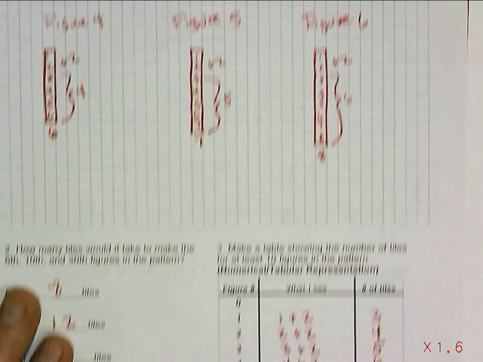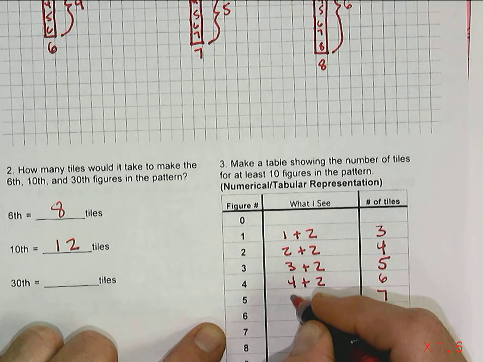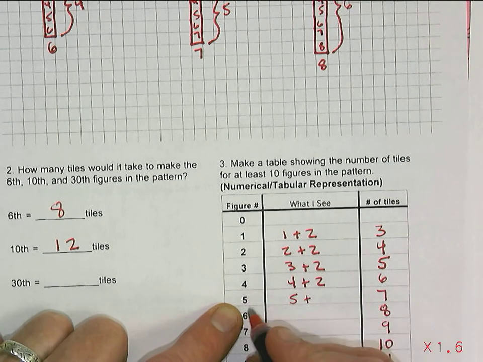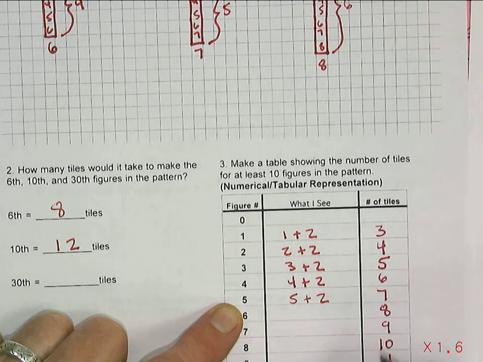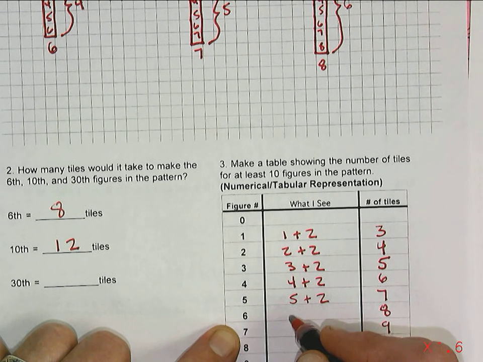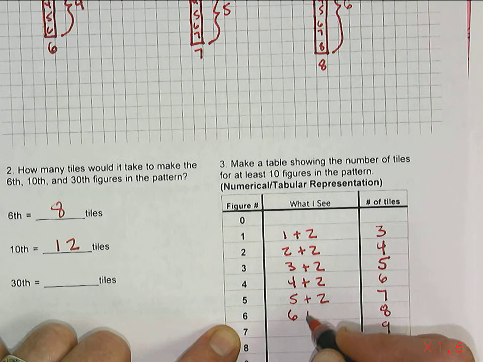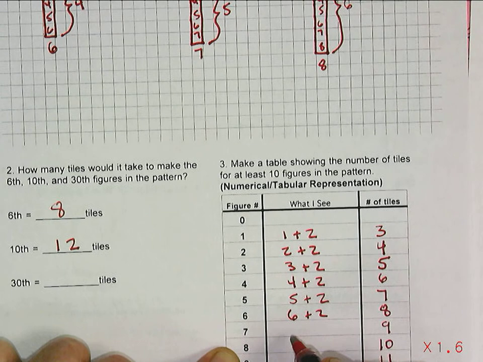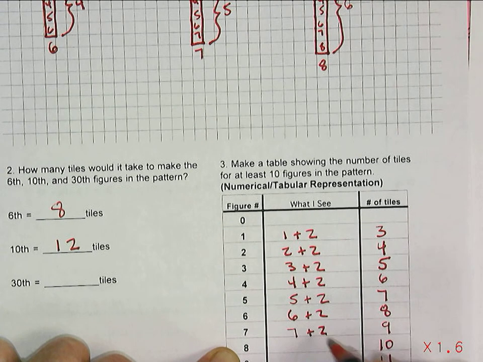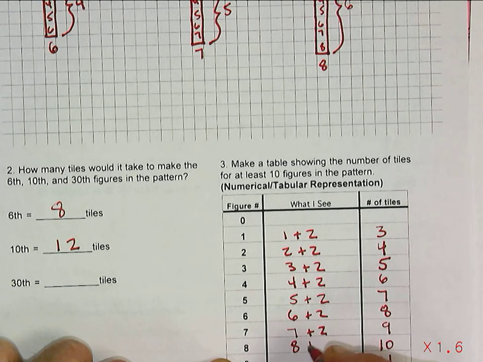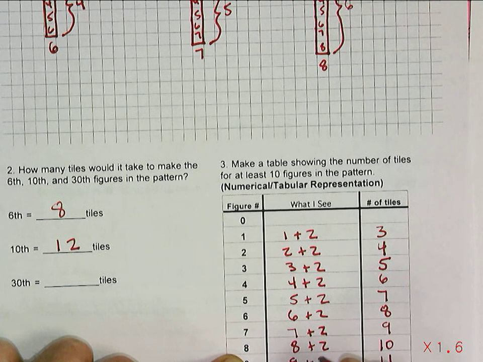So what I continue to see in the pattern is the figure number plus 2. So figure 6 has 6 plus 2. Figure 7 has 7 plus 2. Figure 8 has 8 plus 2, 9 plus 2, 10.